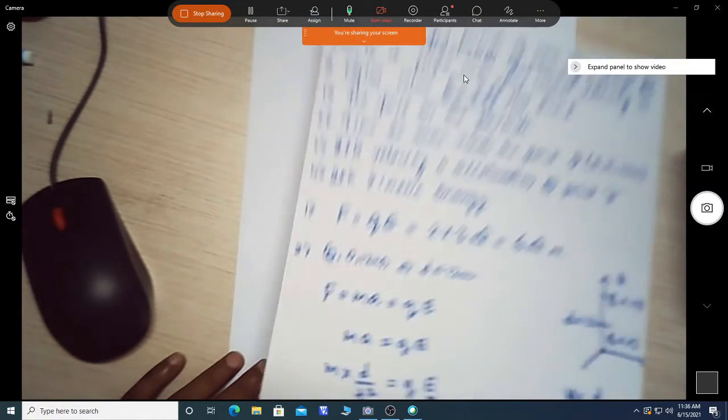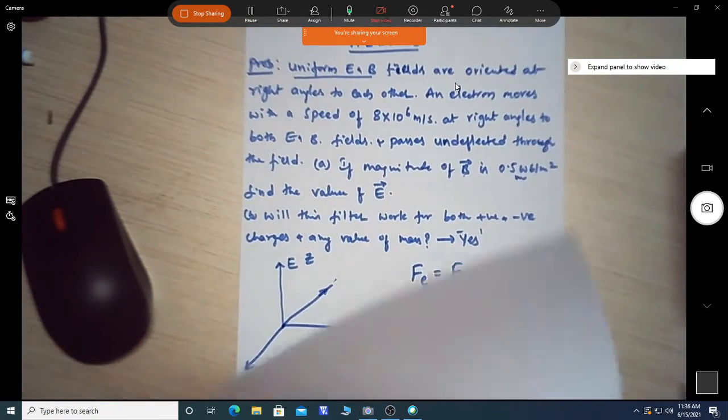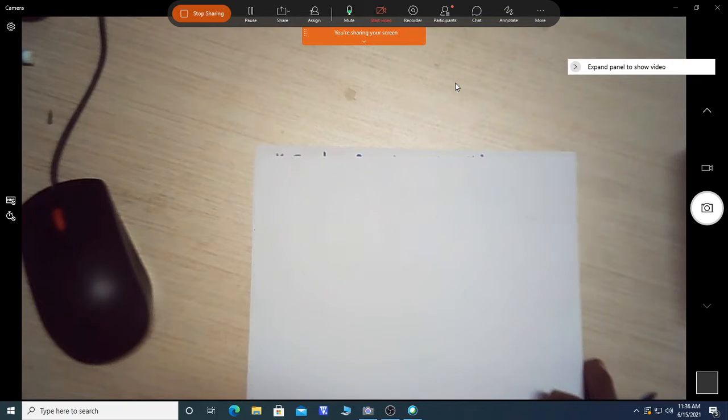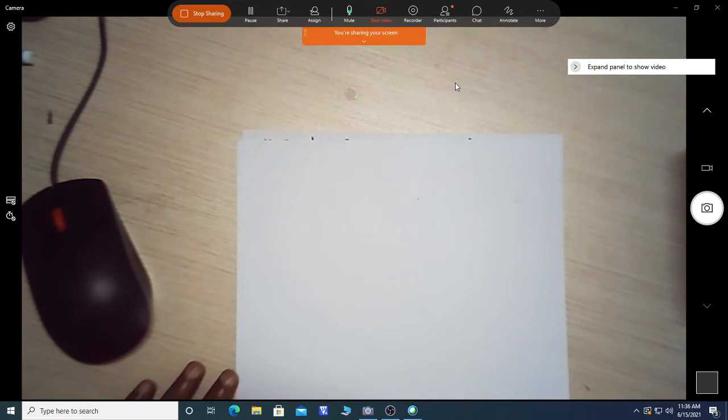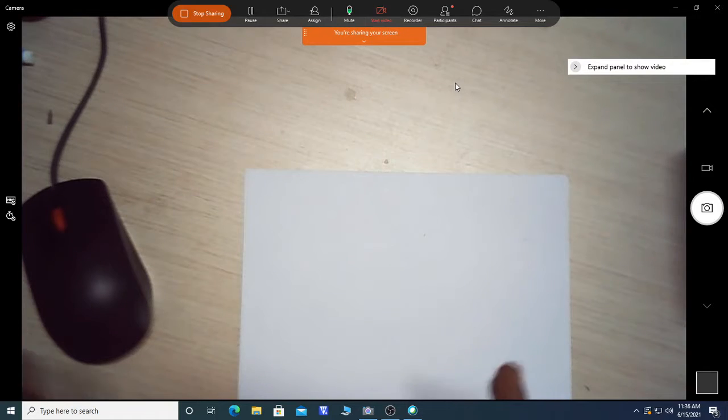Okay, so this is one another problem where we can find out E and B. Now let us look at one more problem: the force between two current carrying elements or loops.